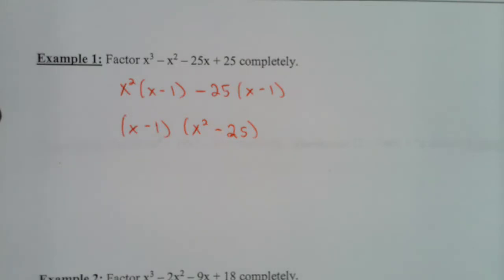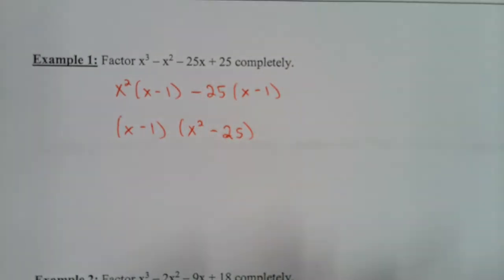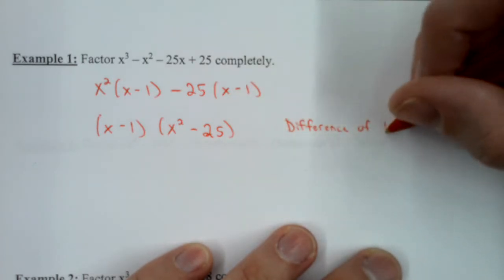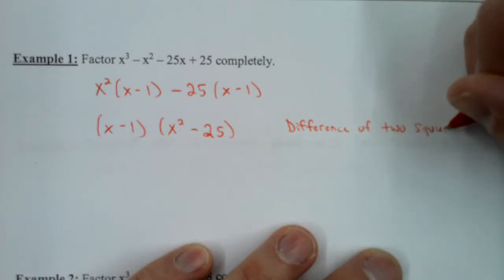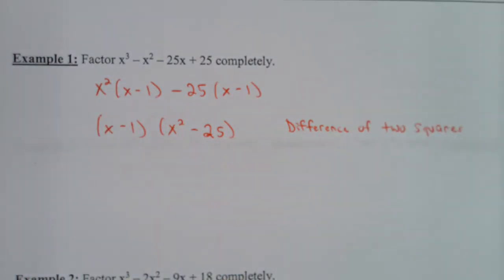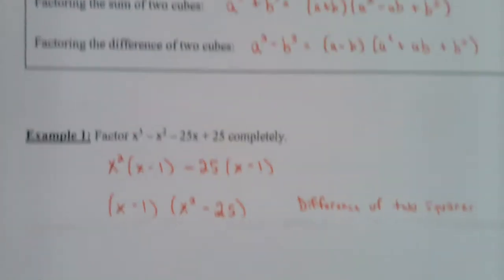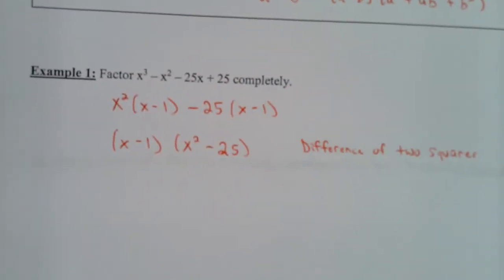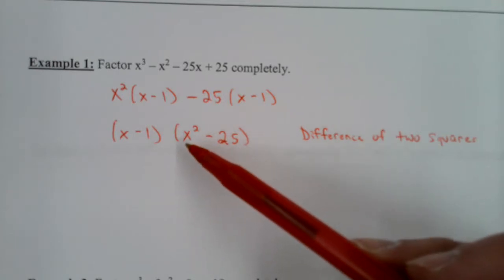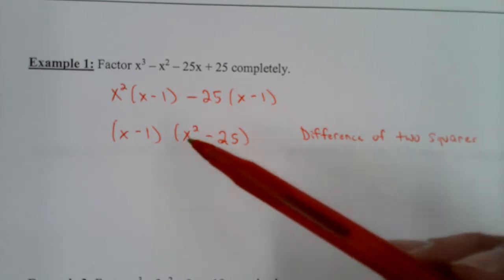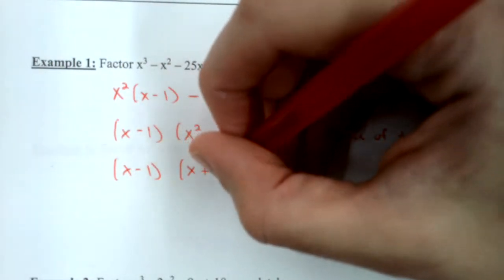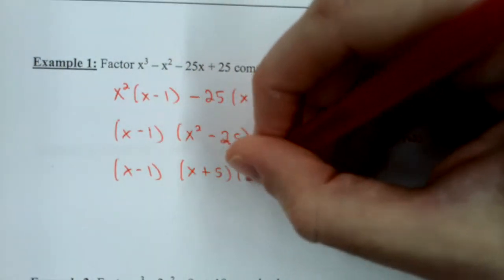And now you're not done because now you have the difference of two squares right here. So sometimes you might have to factor more than once. Now you have to factor this. I gave you that rule above, a plus b times a minus b. Again, the reason why this is the difference of two squares is because x squared is a perfect square, it equals x times x, and 25 is a perfect square, it equals 5 times 5. So I'm going to factor that down to x plus 5 times x minus 5.